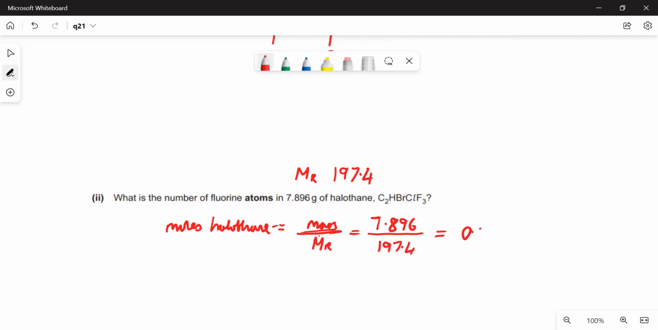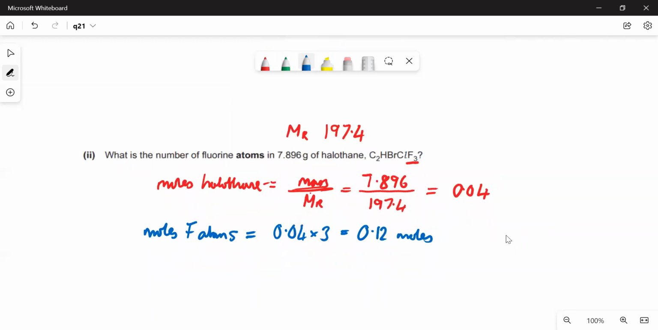Now, in 1 mole of halothane, how many moles of fluorine atoms have we got? We've got 3 times that amount. So moles of F atoms is equal to, as 1 molecule contains 3 fluorine atoms, times by 3. That gives us 0.12 moles. Now we need to work out the number of atoms, so we need to multiply by the Avogadro constant from the data book.